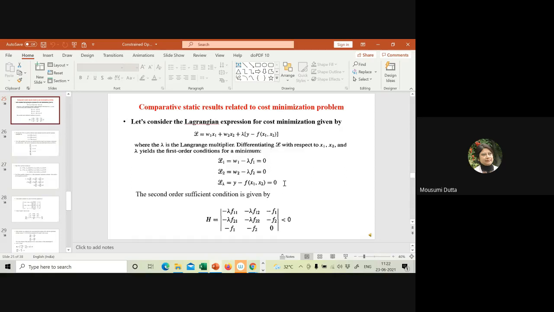So just once again, you can look at the second first order condition. That was W2 minus lambda F2 is equal to 0. So W2 will remain like this, minus lambda star, a function of W1, W2, Y, then into F2. F2 is a function of x1 star and x2 star, where x1 star and x2 star are functions of w1, w2, y. The third equation is y minus f of x1, x2. So y will be like this, minus f of x1 star, x2 star, where x1 star and x2 star are functions of parameters.